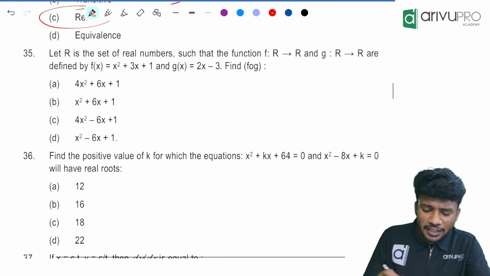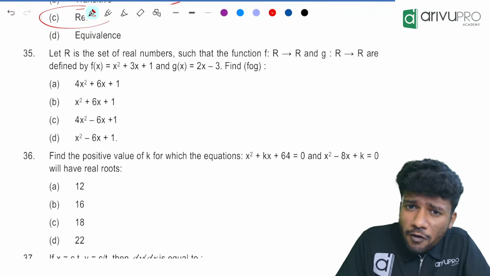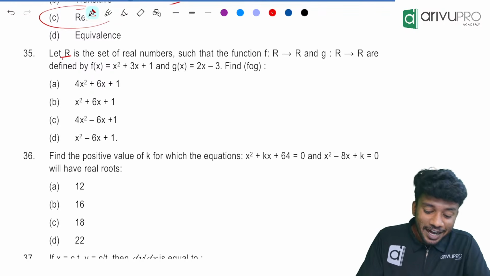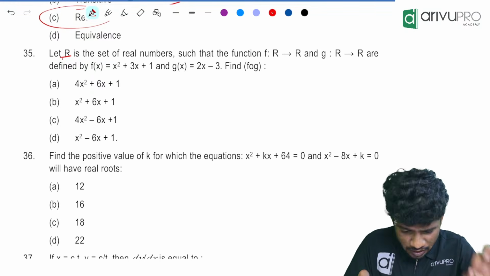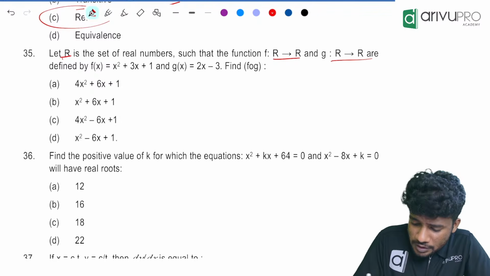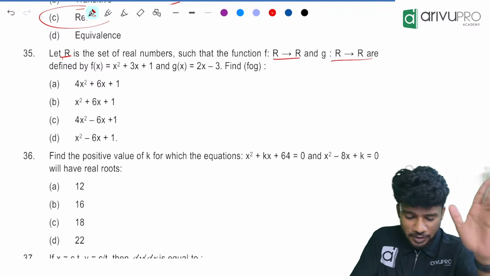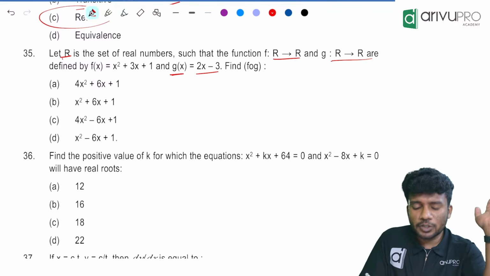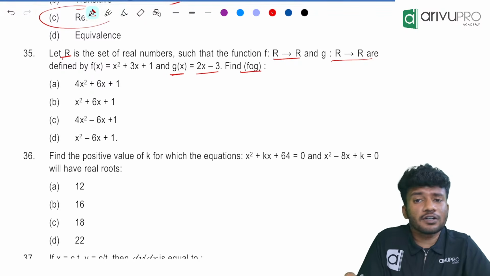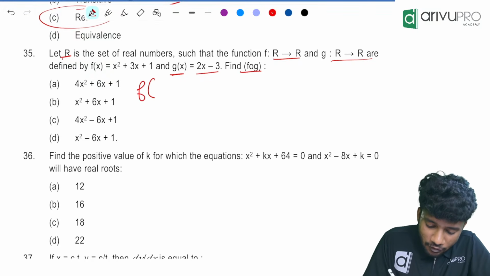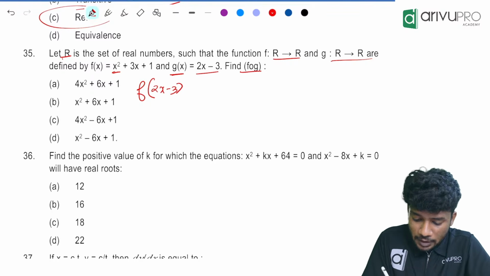Next one, people, we need to find the function of function, f of g of x. Let R be the set of real numbers such that the functions f from R to R and g from R to R are defined by f of x equals x square plus 3x plus 1, and g of x is equal to 2x minus 3. Then f of g of x is how much is the question? Very direct question. You can put it as f of g of x is nothing but f of 2x minus 3. Instead of x, you will put 2x minus 3.